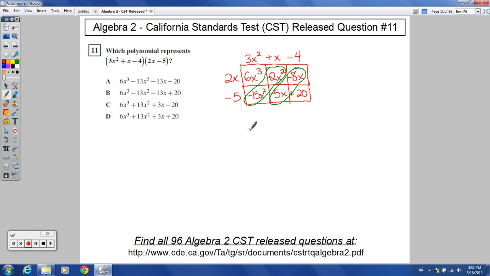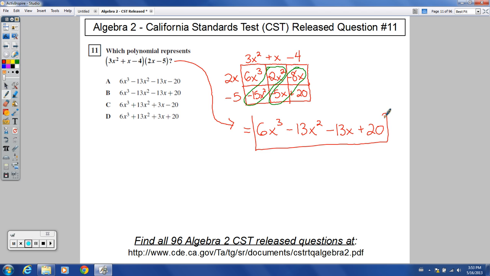And so I notice that this multiplied together equals this in the end. I've got 6x cubed. Negative 15 plus 2 will be negative 13x squared. I've got negative 13 of those x squared pieces. I've got negative 13x right there, and I've got plus 20. So the final answer for this one looks like it is choice B for number 11.